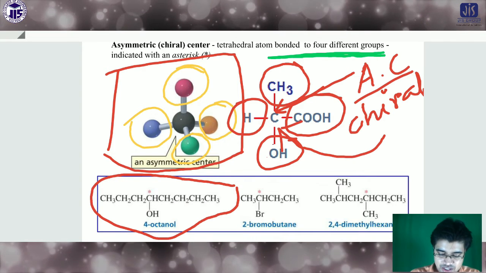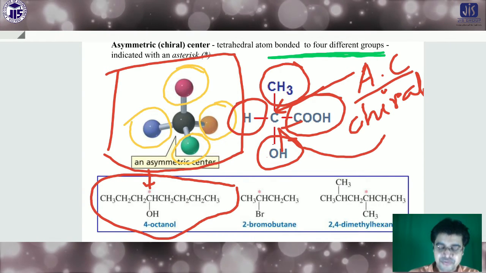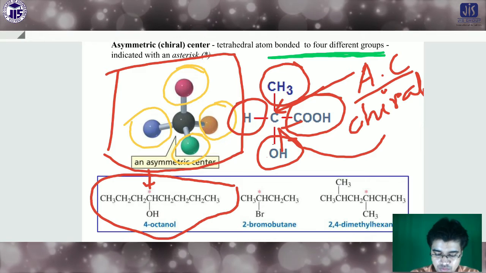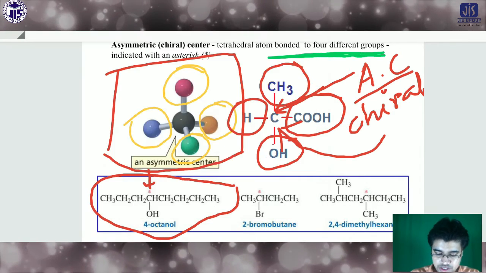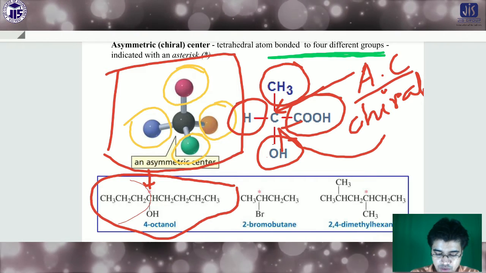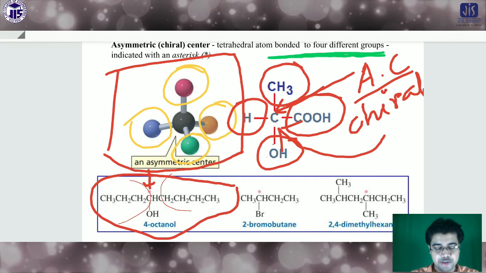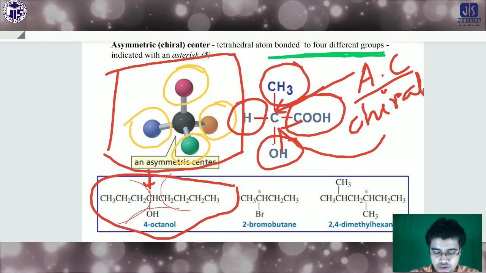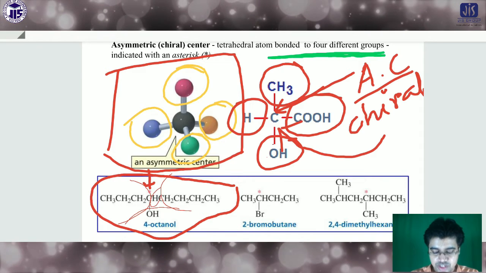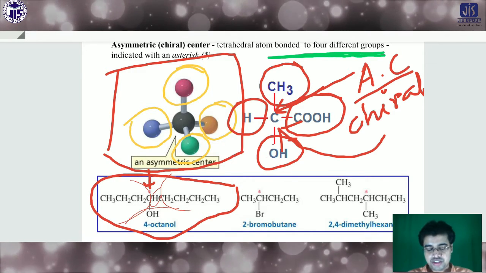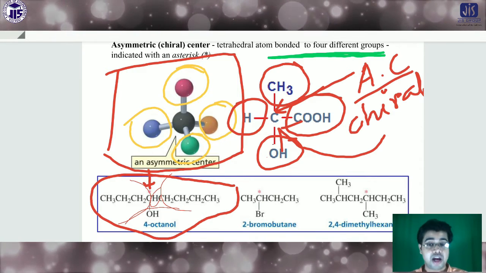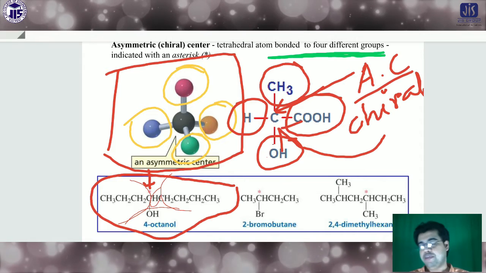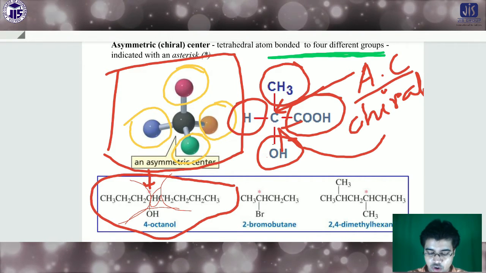So look here, here it is a star mark. That means this carbon is the asymmetric carbon because look here, one group is on this side and one group is on this side. These are two different groups. In the lower side there is OH and one is the hydrogen. So these are four different groups. If four different groups are attached to the carbon, then obviously it will be the asymmetric carbon or the chiral carbon.